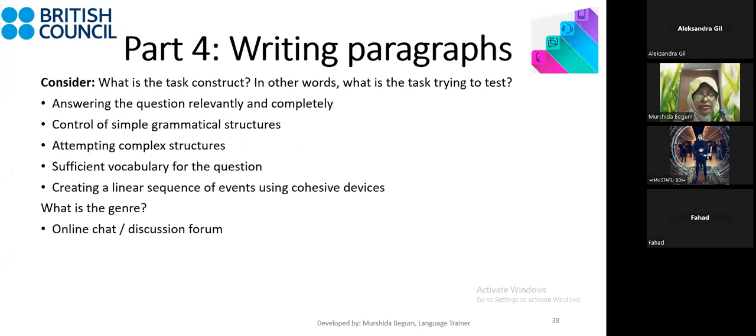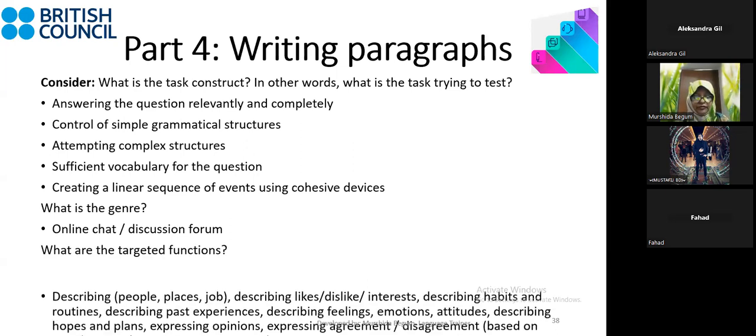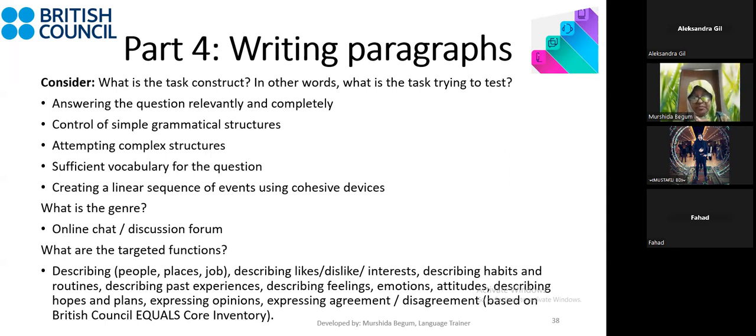So what's the genre? The genre is online chat. It's a discussion forum. So you would know it's the social media format where they need to write. And the targeted functions are describing people, jobs, describing likes, dislikes, habits, routines, past experiences, feelings, emotions, attitudes, hopes, plans, expressing opinions, agreements, disagreements. That is the targeted function for paragraph writing as well.